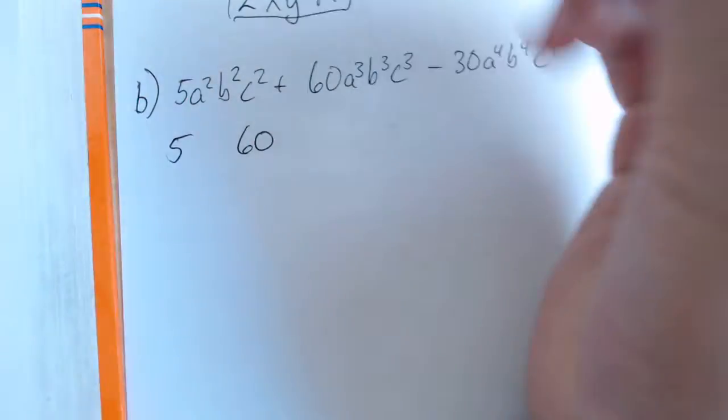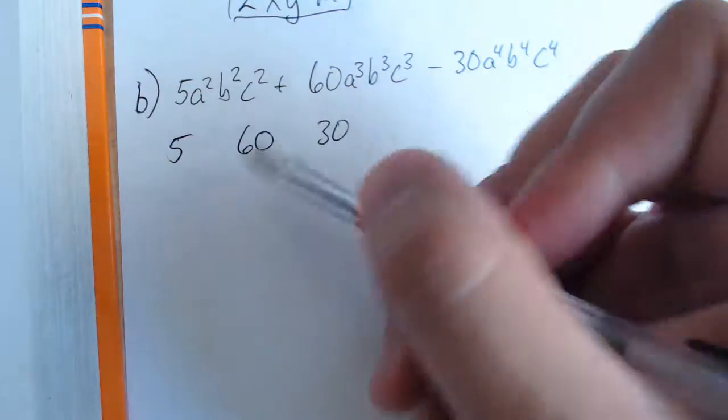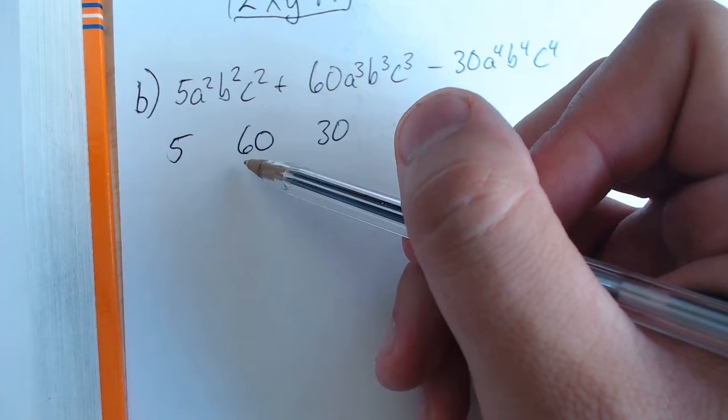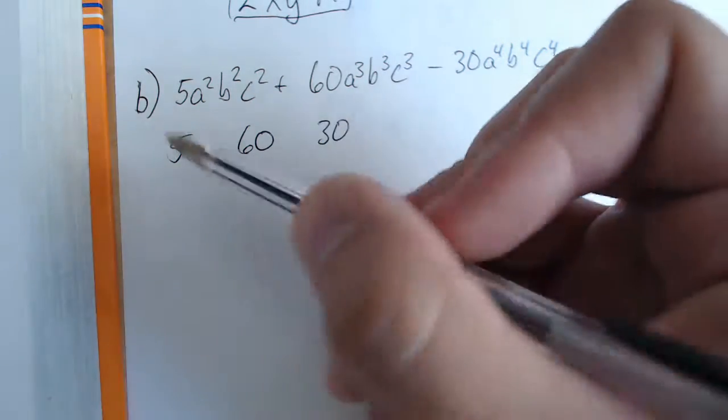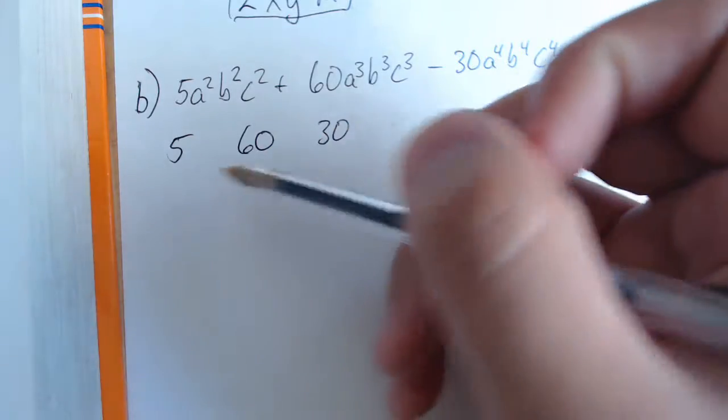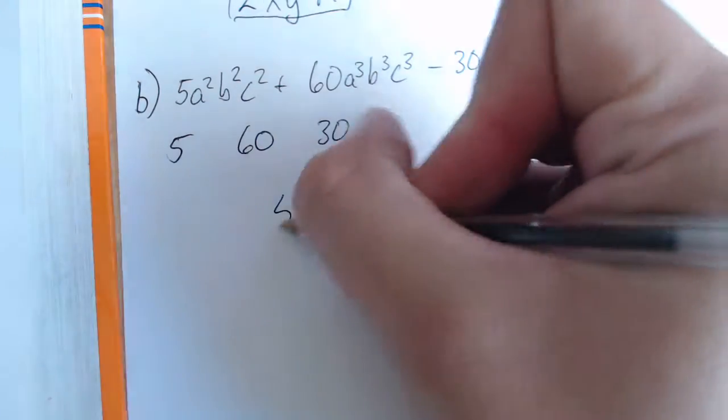Our whole numbers are 5, 60, and 30. Well, we know from our times tables that 5 can go into 60 if you multiply it 12 times, and then 5 will also go into 30 if you multiply it 6 times. And 5 will fit into 5 once. So our greatest common factor here is going to be 5.